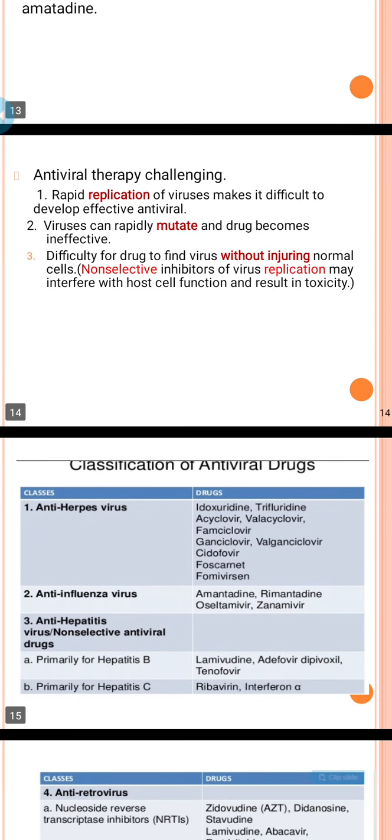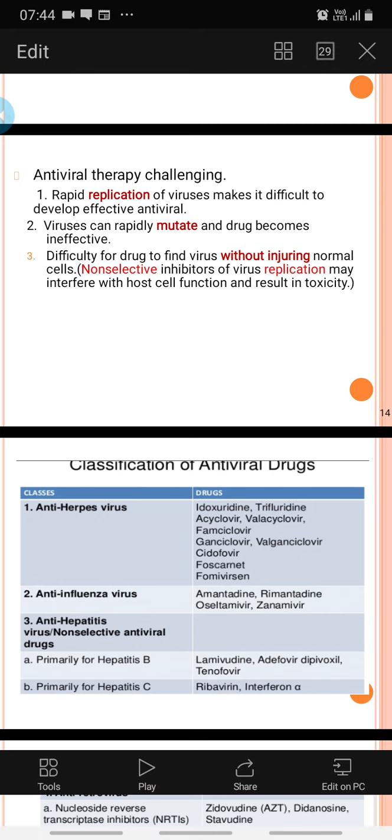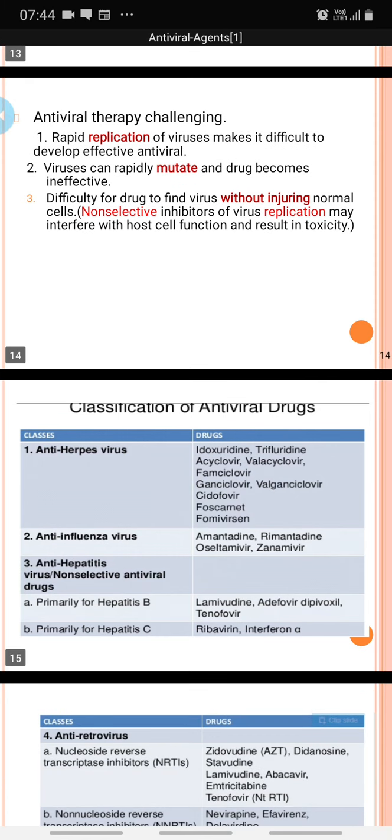Antiviral therapy is challenging because often the metabolizing enzyme is similar in the host cell as well as the viral cell, and the rapid replication of the virus makes it difficult to develop effective antivirals. Viruses can rapidly mutate and drugs become ineffective, and it is difficult for a drug to find the virus without injuring normal cells, because non-selective inhibitors of viral replication may interfere with host cell function too, and that can result in toxicity. This is the classification of the antiviral drugs.